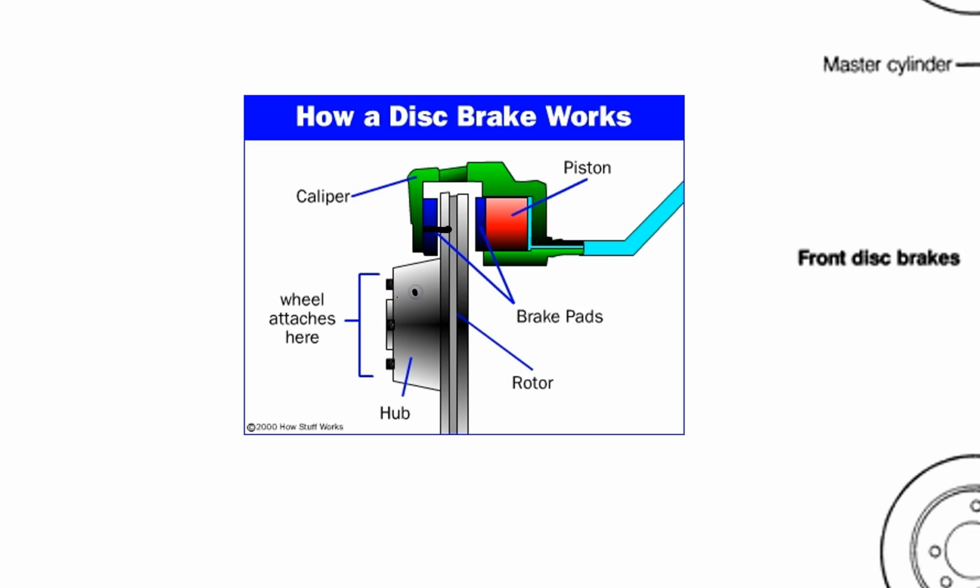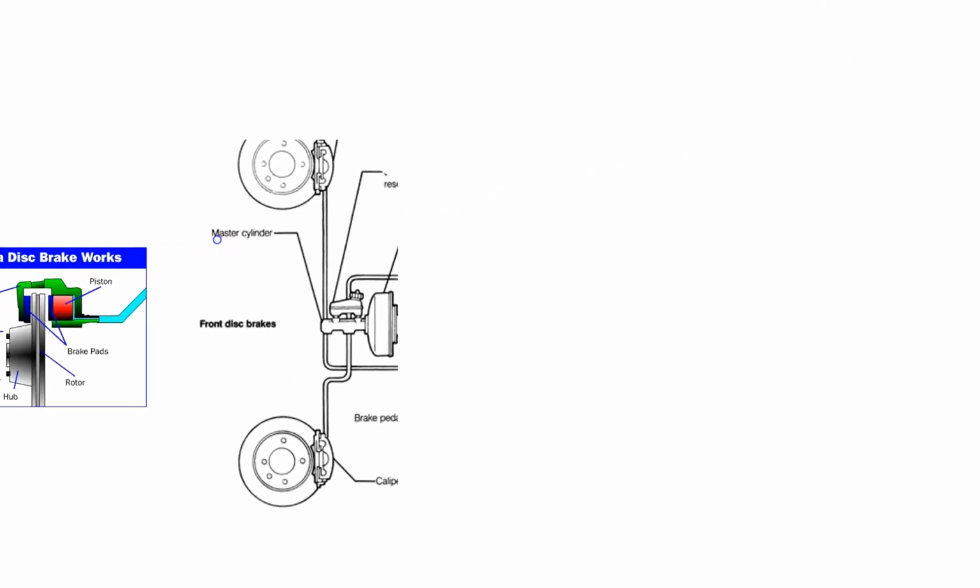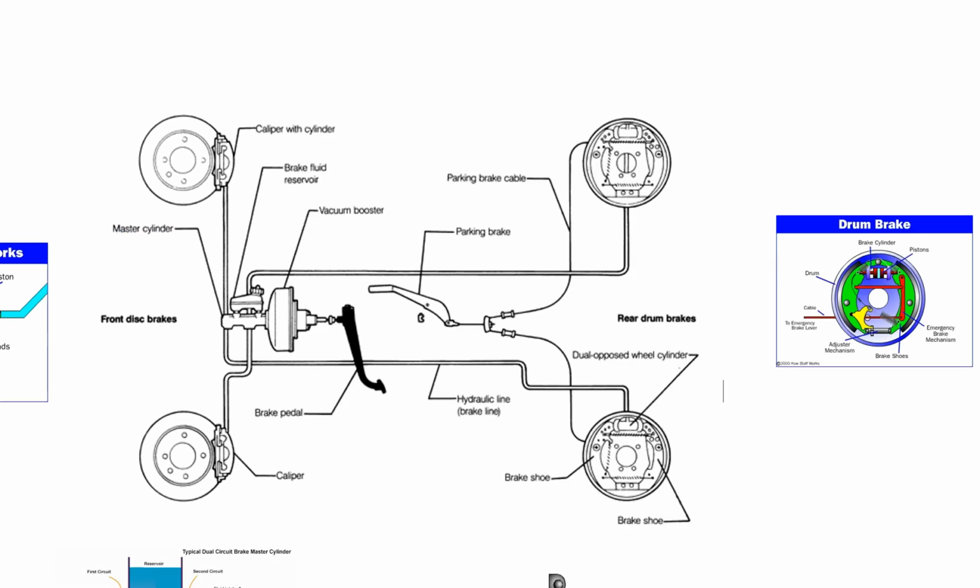And so this rotor is spinning with the wheel, and as soon as you put pressure from the brake pedal, it puts pressure through to the back side of the piston. The piston pushes on this side, which sucks the other side of the caliper over and creates friction on the disc, slowing your vehicle down. This is the front discs. Now we'll go to the back discs, the back drums I should say.